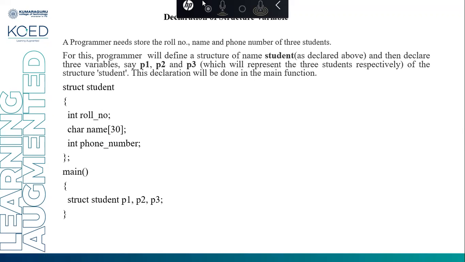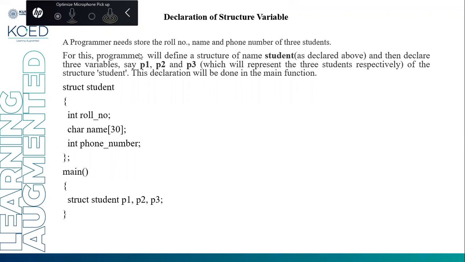Now the declaration of the structure variable: a programmer needs to store the roll number, name, and phone number of three students. For this, a programmer will define a structure named student and then declare three variables, say P1, P2, P3. When you want to store the values of the three students, what do you need? You need the structure variable.